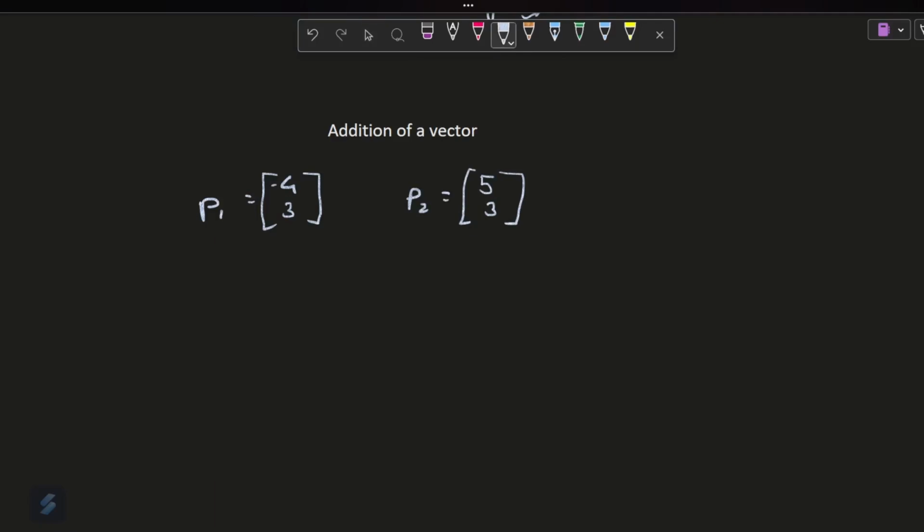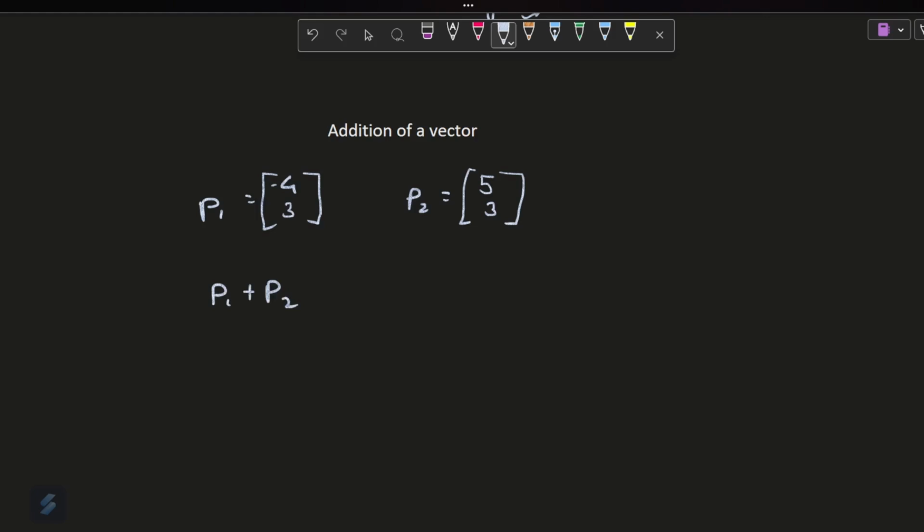Okay. So today we will understand the addition of vectors, how to add two vectors. This is a simple concept, based on simple addition. Okay, so we are doing the addition of vectors. Let's look at P1 plus P2. We have the two vectors, P1 and P2.